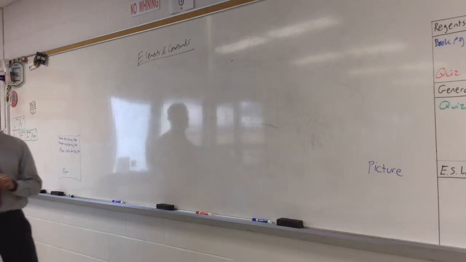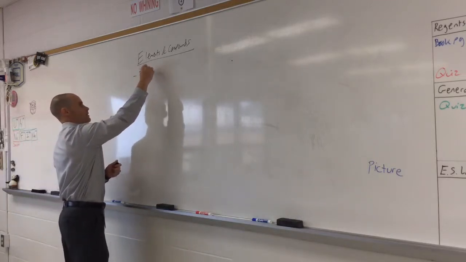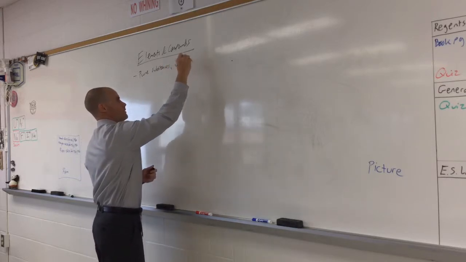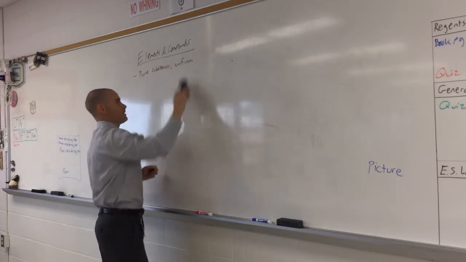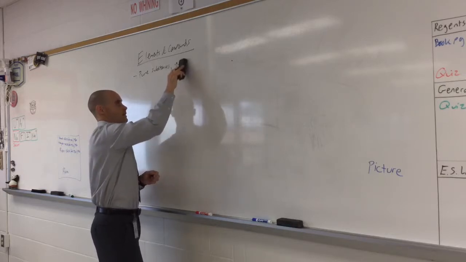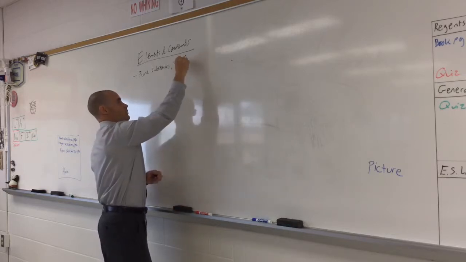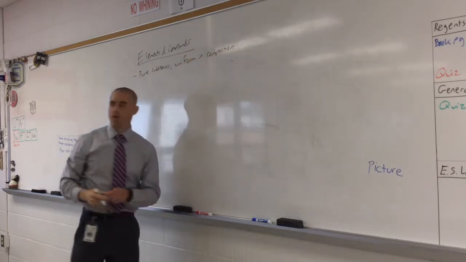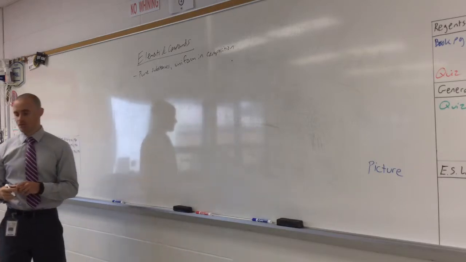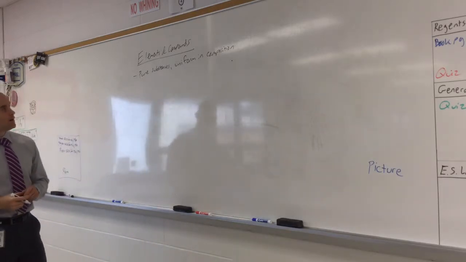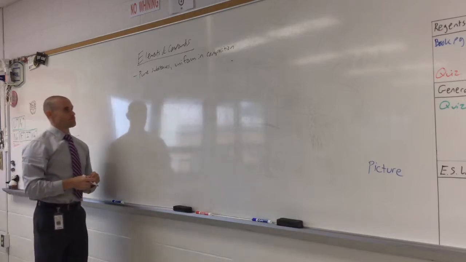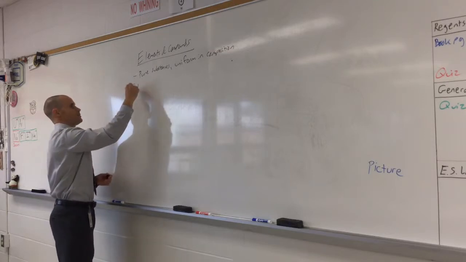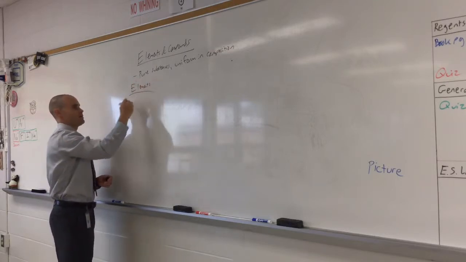So elements and compounds. They're both pure substances. Uniform in composition. So both elements and compounds are uniform in composition. That's kind of where it ends when we talk about both of them together. So I'm going to talk about elements first, then compounds.